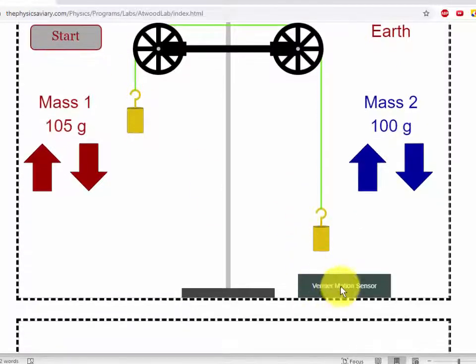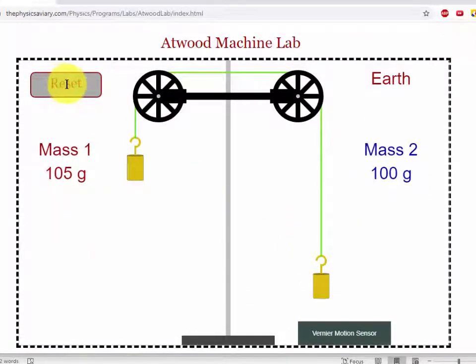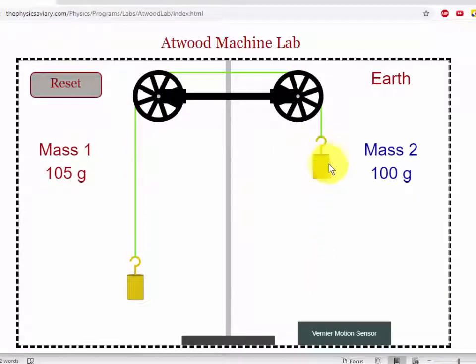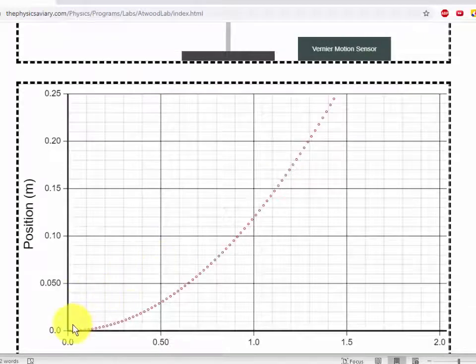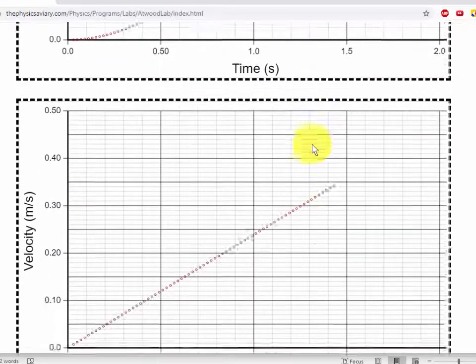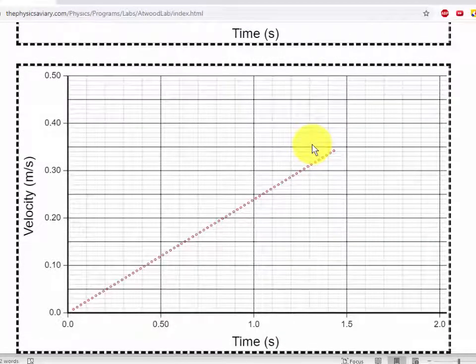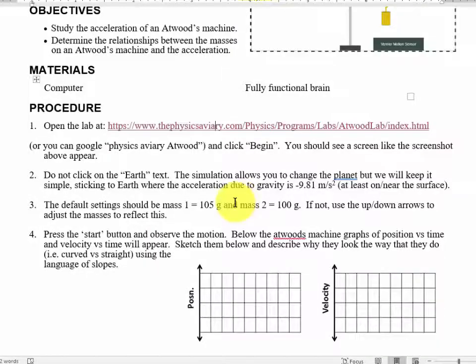So here we have a virtual motion sensor, and all we're going to do is observe this mass as it moves in the upwards direction. Here we have the position versus time graph. It is parabolic, as you would expect, because it is accelerating. Down here we have the velocity versus time graph, and you can use some values on this to say, hey, I know what the change in velocity was. I know what the change in time was, and I can record these. And that's exactly what I have you do.